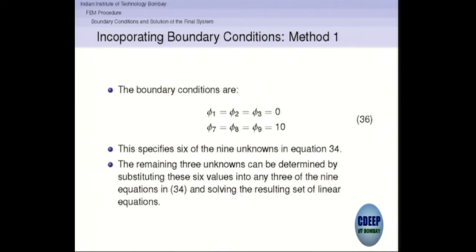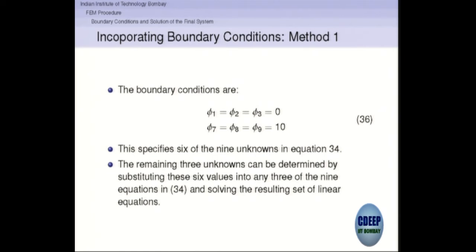So the corresponding 3 nodes' potential is 0 and the other 3 nodes' potential is 10. So how many total nodes were there in our system? 9, out of which 6 are already defined by the corresponding potential. So only the middle 3 nodes have unknown potentials.